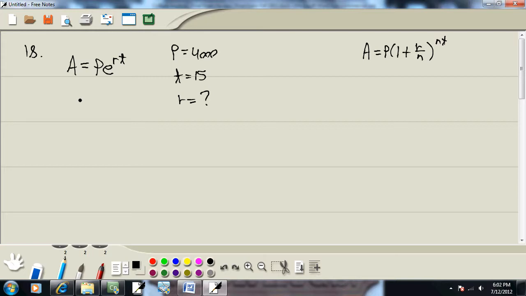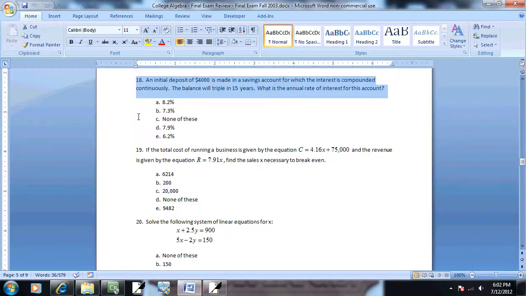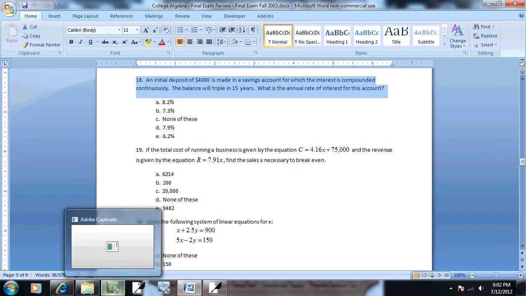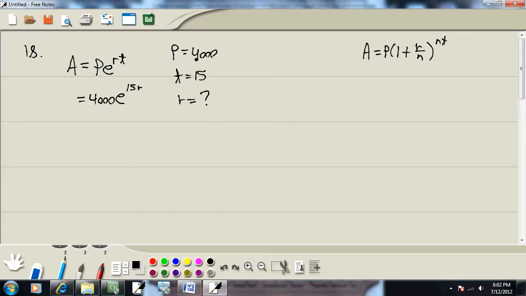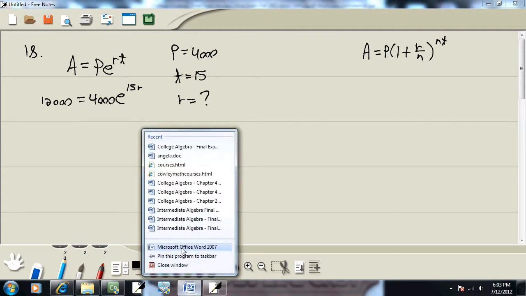Okay, so let's plug in what they give us. So we got 4,000 for P. E, R we don't know, but T we do. It's 15, so this becomes 15R. Now A we don't know, but it says the balance will triple. Well, if it starts out with 4,000, triple that is 12,000. And this is now an exponential equation. We want to solve it for R.